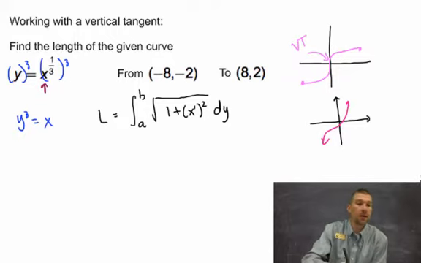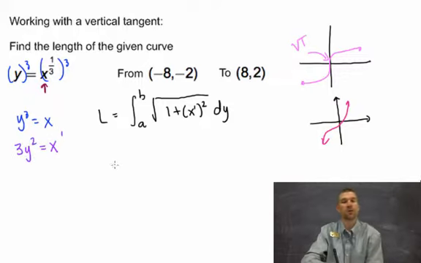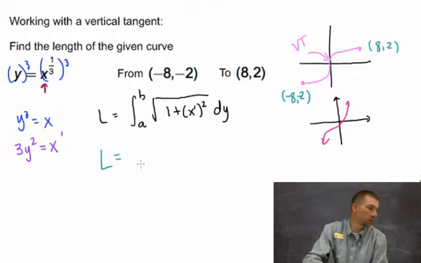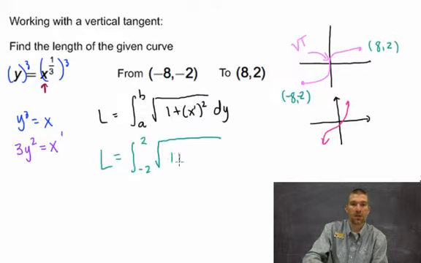So now what do we need? We need the derivative of x. So x prime is equal to 3y squared. Our derivative rules do not change, and we can make the substitution. So what does it look like when we get done? Well, we're going from -8, -2 to 8, 2. So those y coordinates don't change. So we're looking at an integral from -2 to 2 of the square root of 1 plus 3y squared dy.